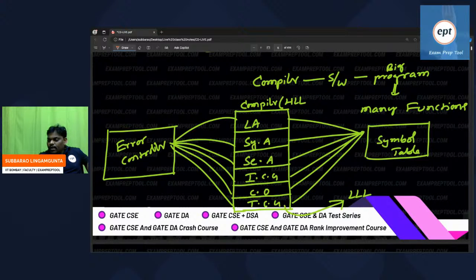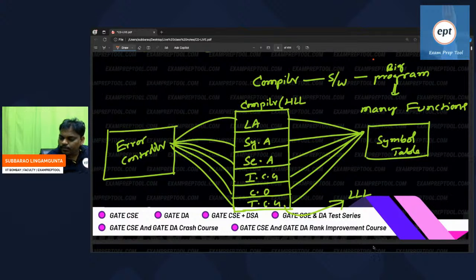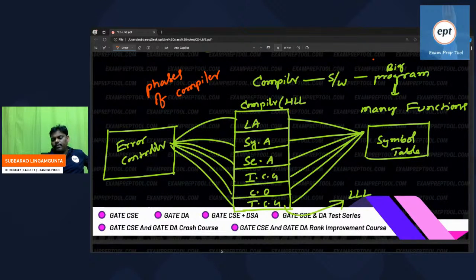These are also called programming terminology, these are called functions. In compiler terminology, these are called phases of compiler. Phases of compiler are the functions which are there inside a compiler. So can you help me now? Who can store inside the symbol table?